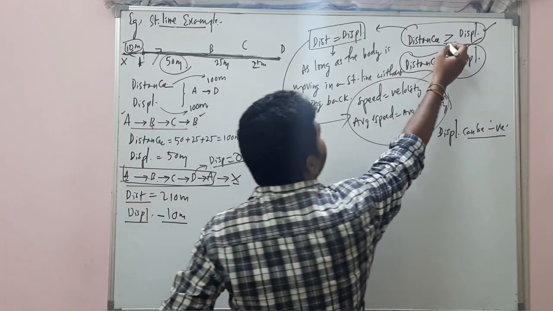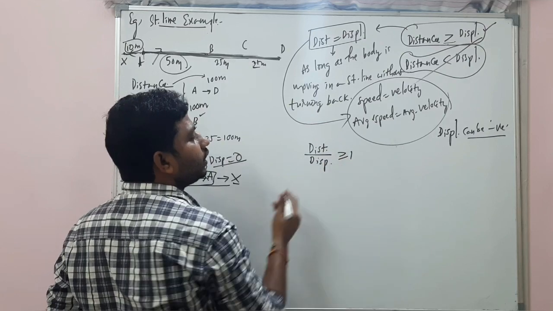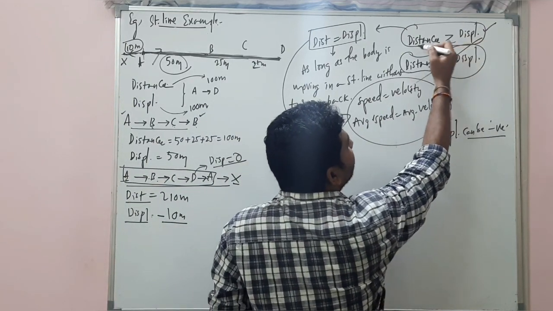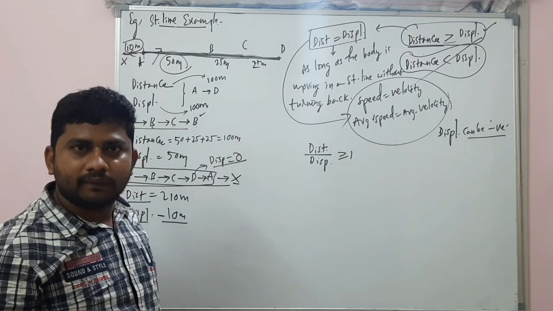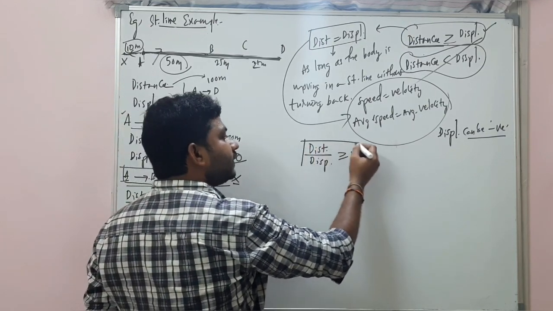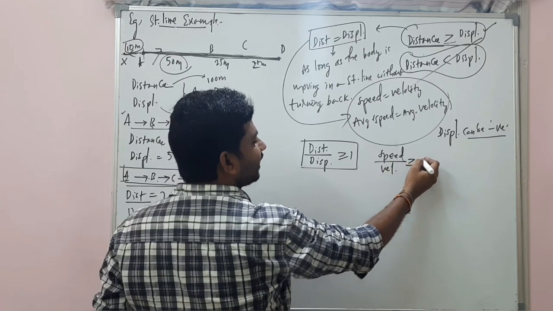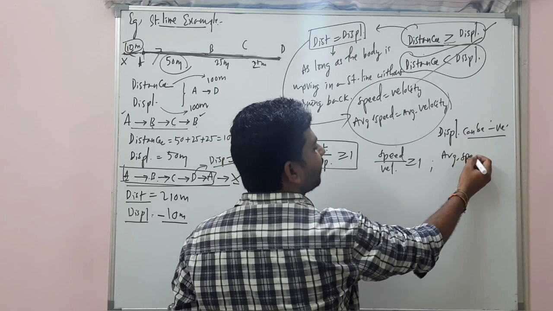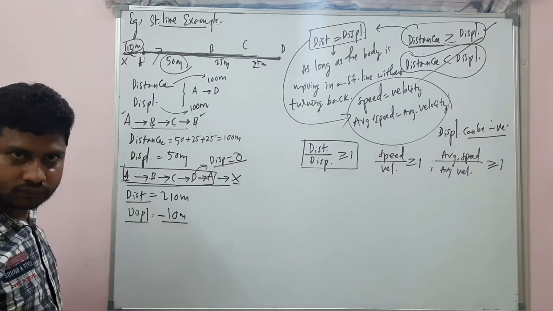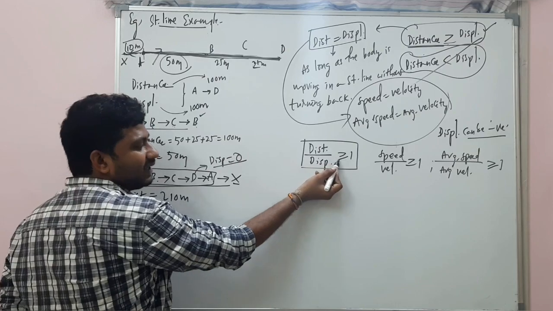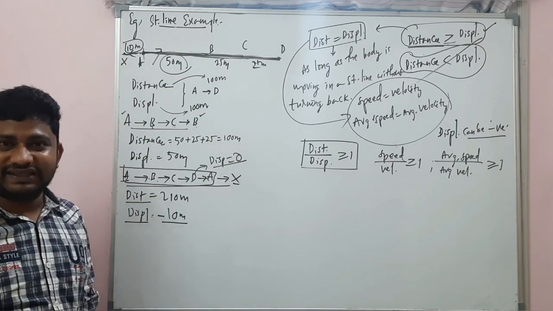From this relation, distance divided by displacement is greater than or equal to 1. I have just taken this displacement into the denominator, then here 1 is left. So distance divided by displacement is greater than or equal to 1. Similarly, speed divided by velocity is greater than or equal to 1, and average speed divided by average velocity will be greater than or equal to 1. If you interchange them, displacement by distance, it will be less than or equal to 1. This is how distance and displacement in straight line examples can be discussed.